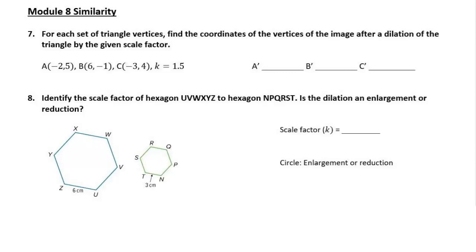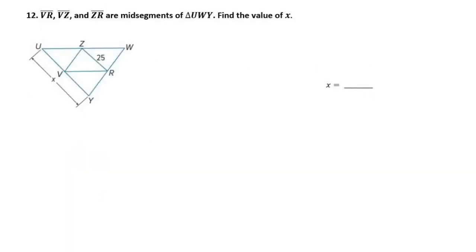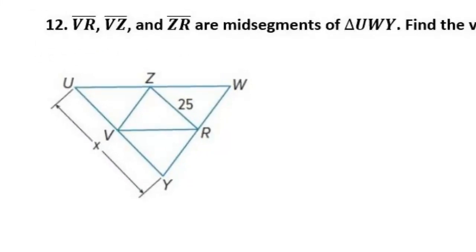Go look at problem number 12 first. Segments VR, VZ, and ZR are mid-segments of triangle UWY. Find the value of X.